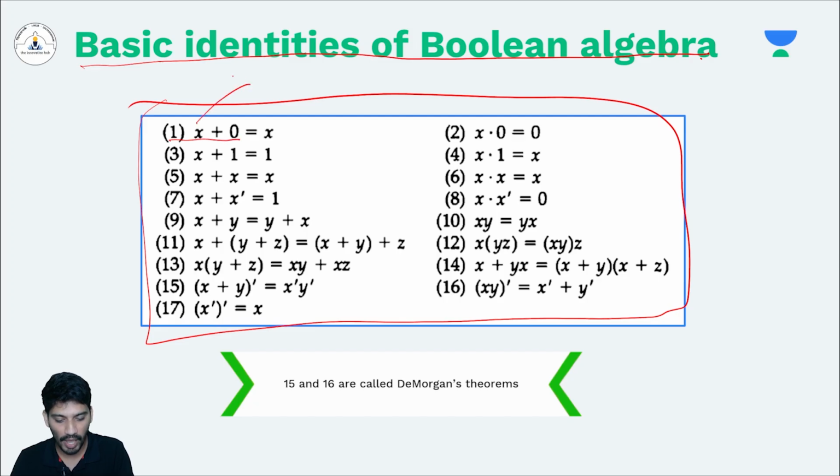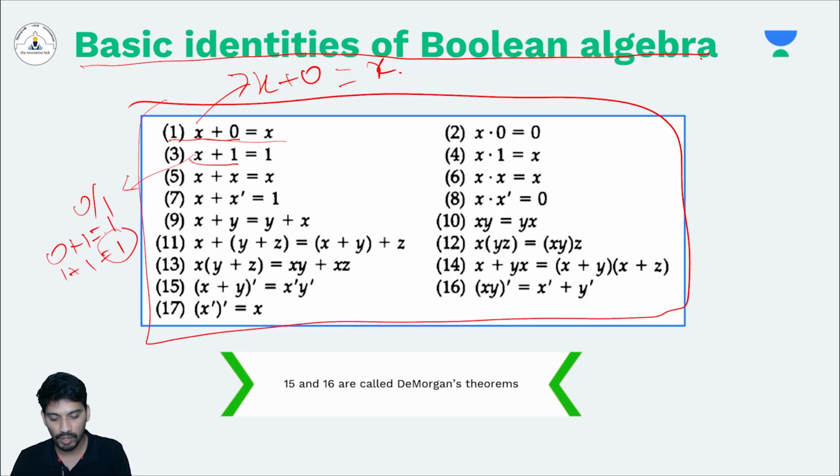See, if you have x plus 0, what is the output? Adding 0 to anything will give you the same input, right? So the output is x. It is as simple as that. You don't need to remember it. If you have x plus 1, if you add anything to 1, let's say x is either 0 or 1. If you add 0 plus 1, the output is 1. If you add 1 plus 1, the output is again 1 in case of Boolean numbers, right? It is like logic high plus logic high will give you logic high only, not two logic highs. So that is why 1 plus 1 is 1.